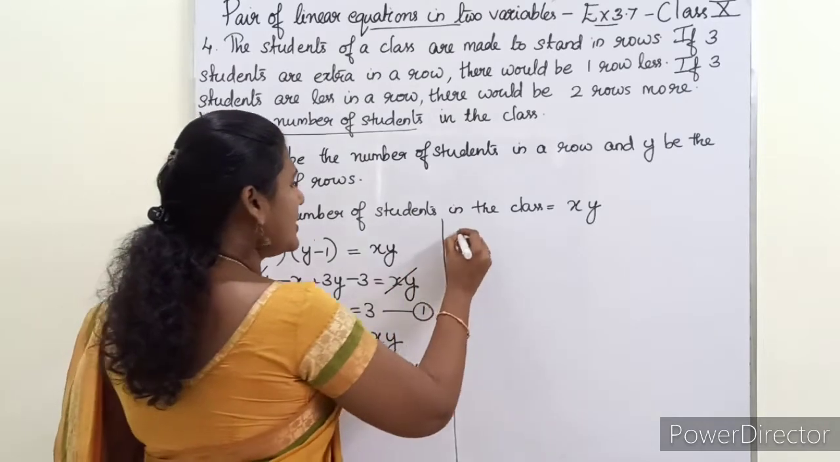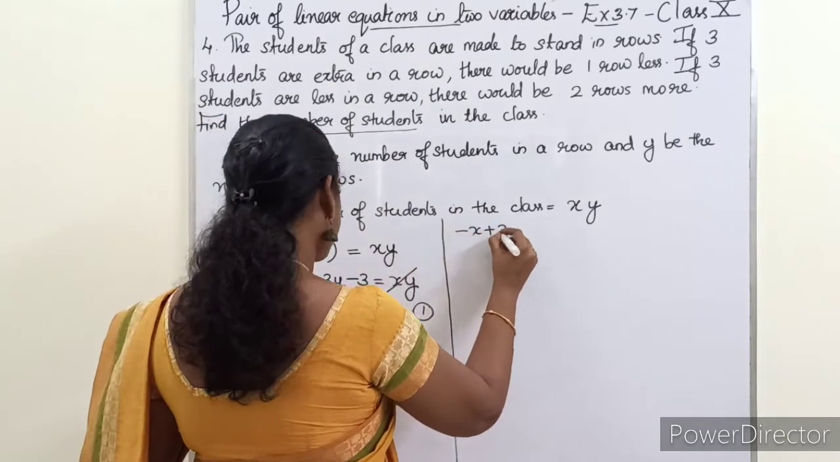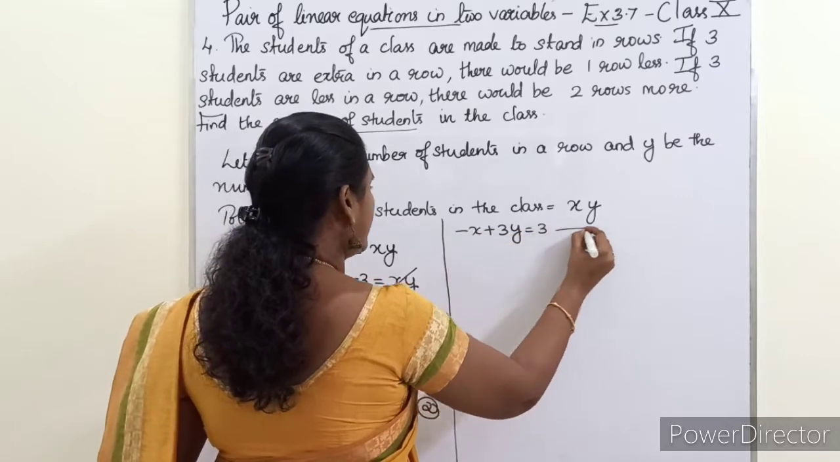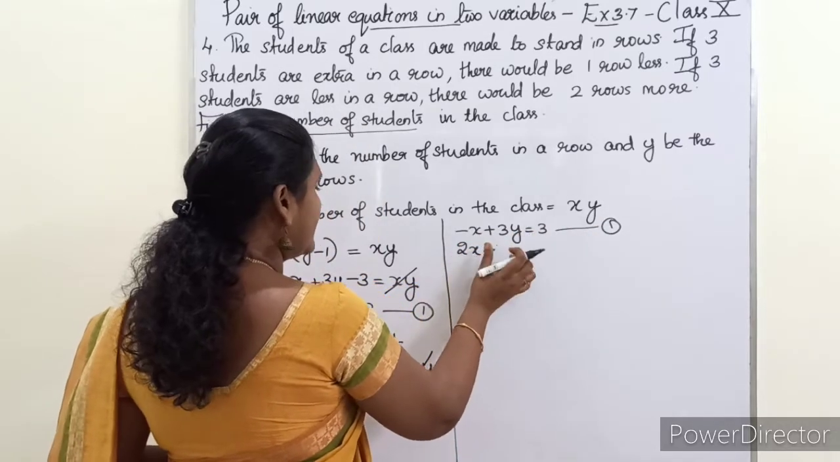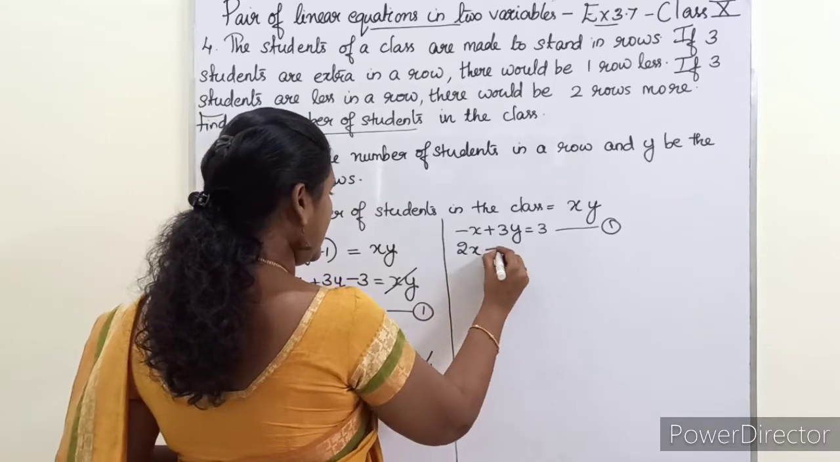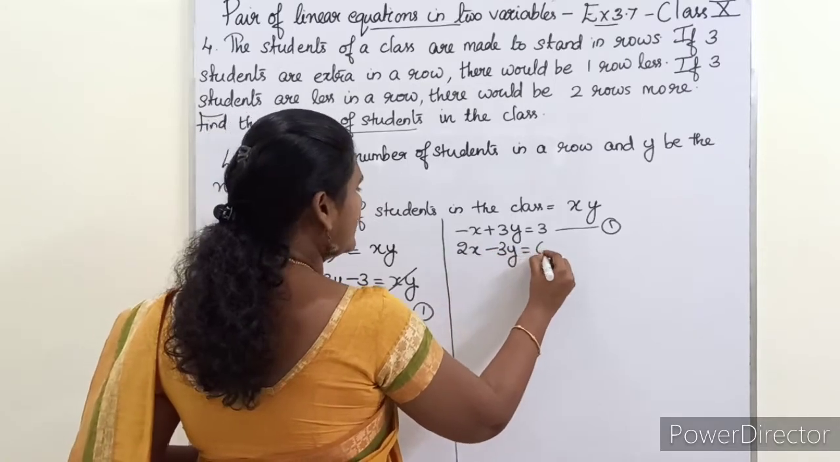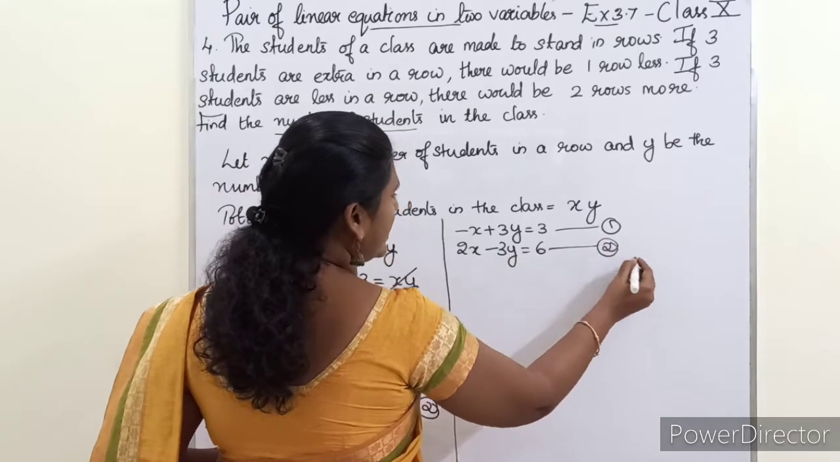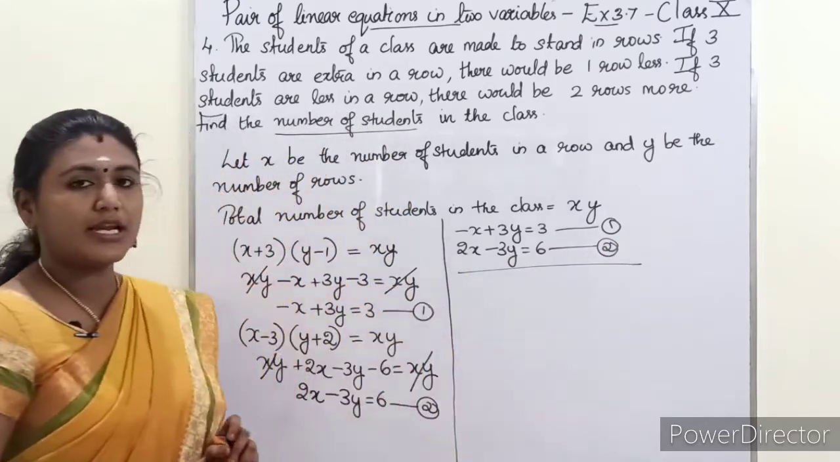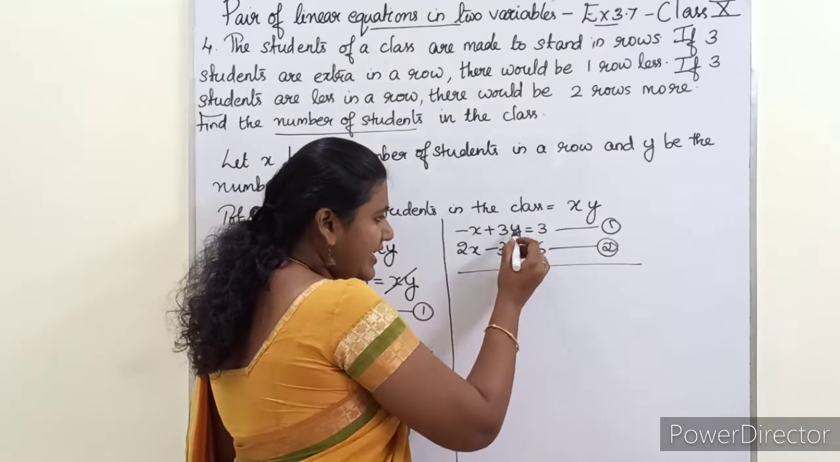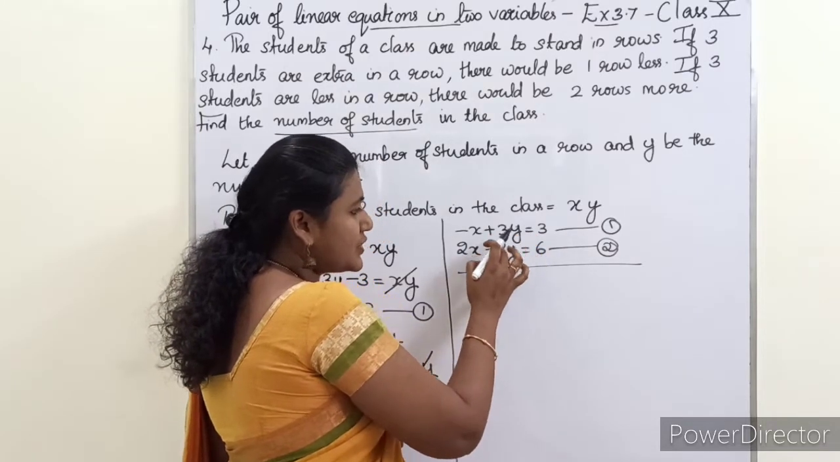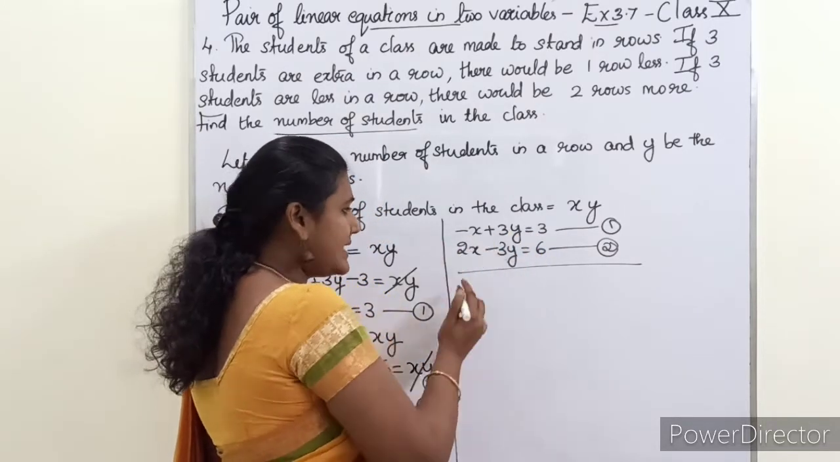The first equation is minus x plus 3y is equal to 3 and the second equation is 2x minus 3y is equal to 6. So this is the second equation. Now if you see here, we can use the elimination method. Here we can eliminate the variable y because the coefficient of y is the same and the sign is different.